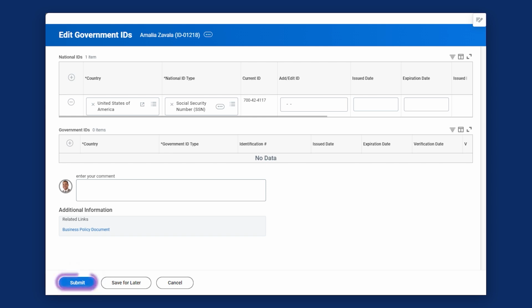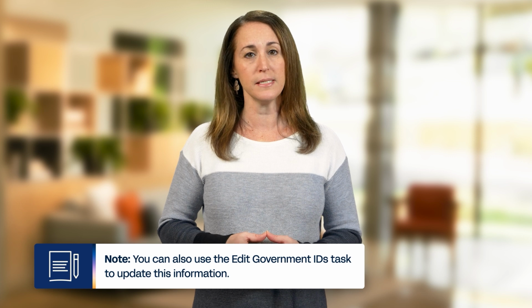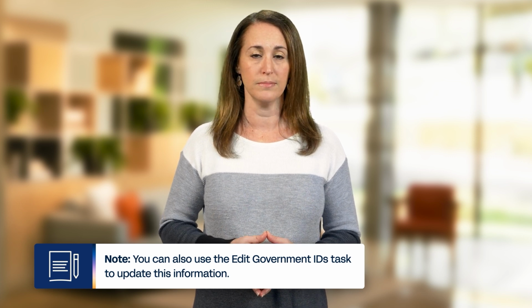Once we've made our change, we'll select Submit. Once we select Submit, the request will route through the designated business process. Any required supporting documentation will be requested during this process. Note that you can also use the Edit Government IDs task to update this information.